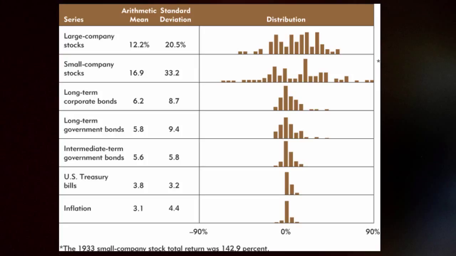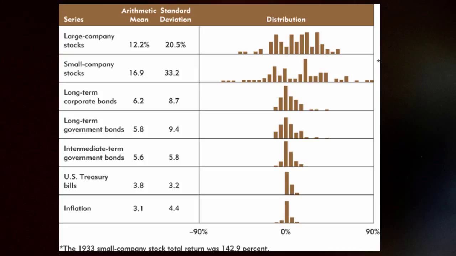When we take a look at long-term corporate bonds, the arithmetic mean is 6.2%, and the standard deviation associated with bonds is 8.7%. So when you actually purchase interest-bearing investments, you will get a lower return, but you'll get lower volatility as well. And when we look at long-term government bonds, the arithmetic mean is 5.8% with a standard deviation of 9.4%. Intermediate term government bonds have an arithmetic mean of 5.6% with standard deviation of 5.8%. So you can see that the volatility on that investment is even lower than the prior four that we've talked about already.